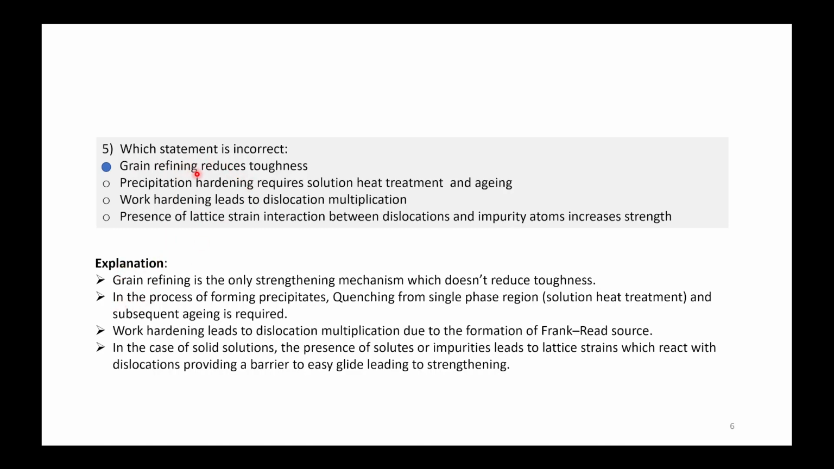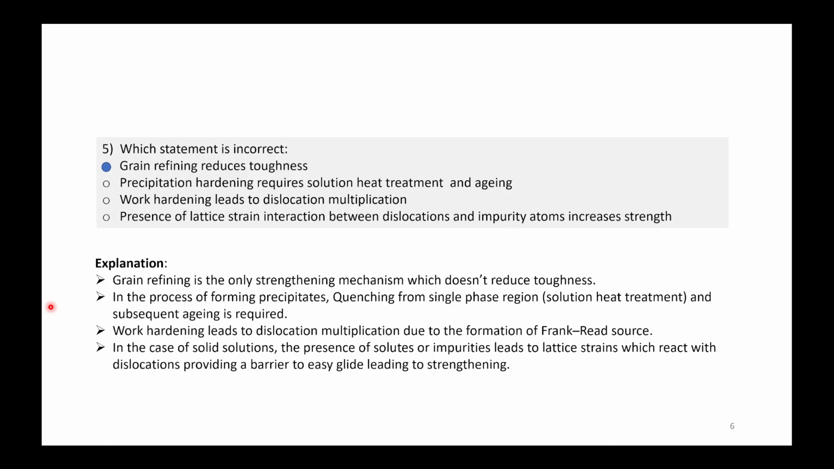Now we know that grain refining is the only strengthening mechanism which doesn't reduce toughness, because in case of grain refining it doesn't reduce ductility and also increases the strength. So when both are combined, they make it a higher, tougher material. Now second, in the process of forming precipitates, quenching from single phase region, which is called solution heat treatment, and subsequent aging is required.